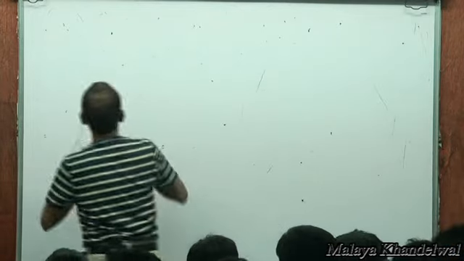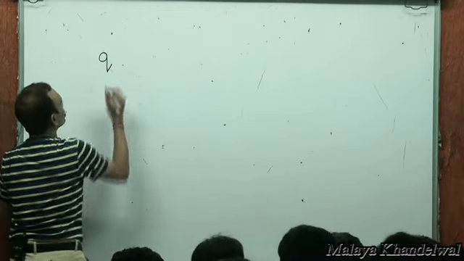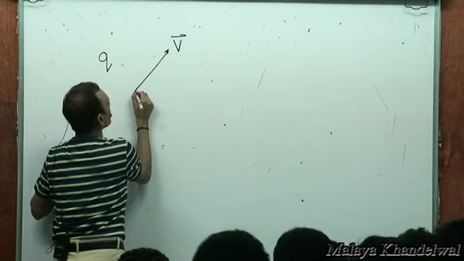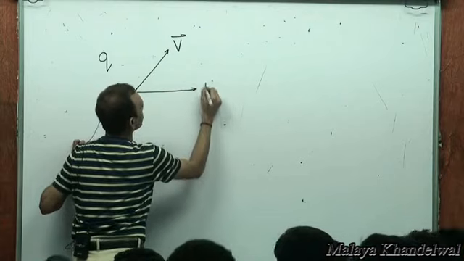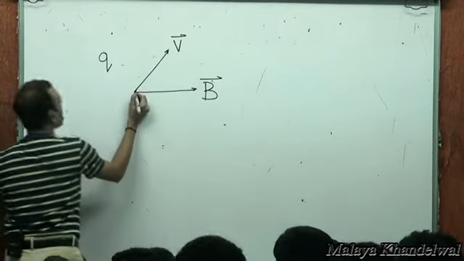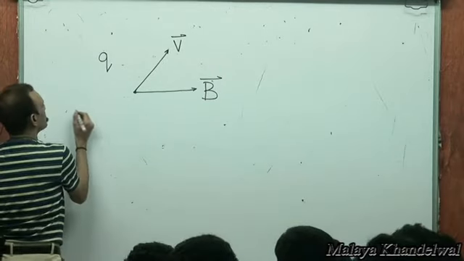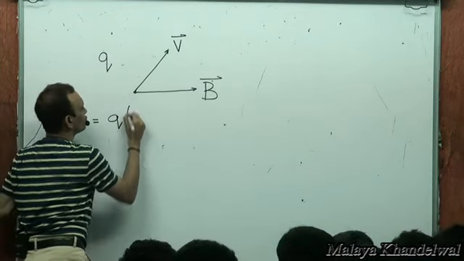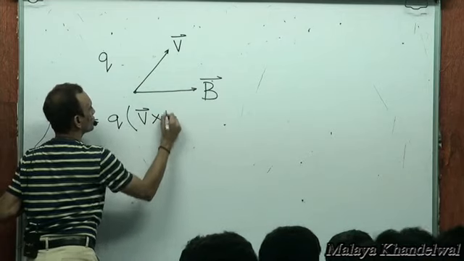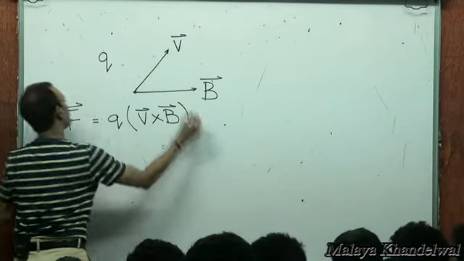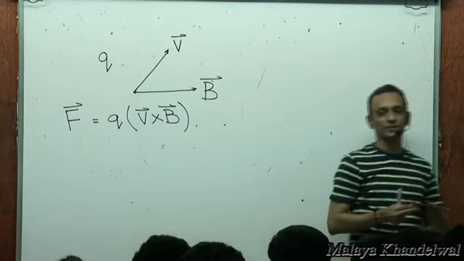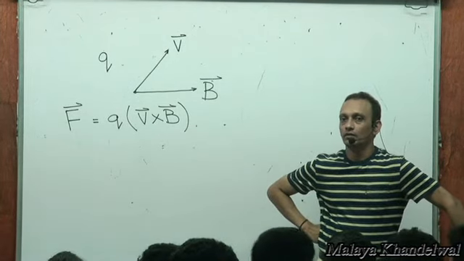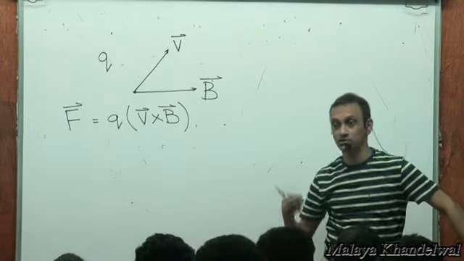Okay? So if there is a charge Q and it has a velocity v exposed to a magnetic field B, then like I told you at the very onset, the force experienced by this charge is going to be Q into V cross B. That's going to be the force experienced by this charge, Q into V cross B. Also, like I told you, this is the magnetic force.